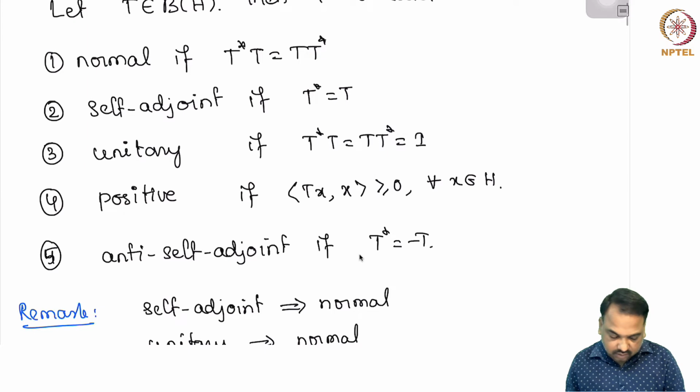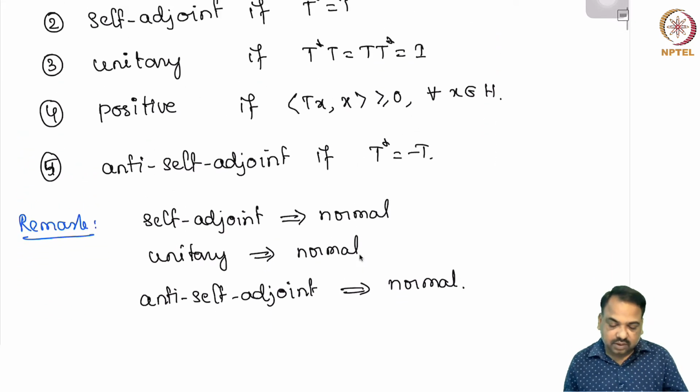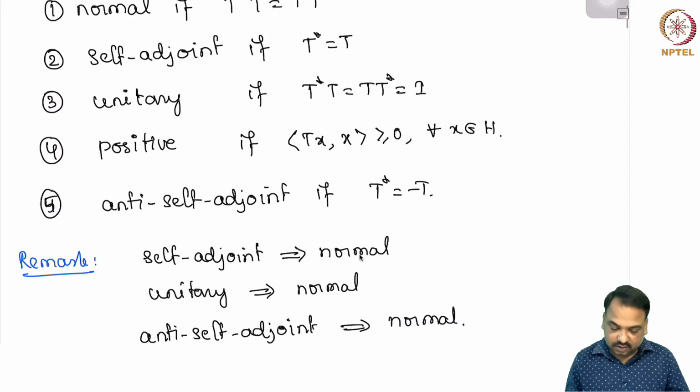Now we want to ask what will happen if T is positive. Can we say that it belongs to one of the remaining classes? So we will show that when T is positive, then it is automatically self-adjoint.